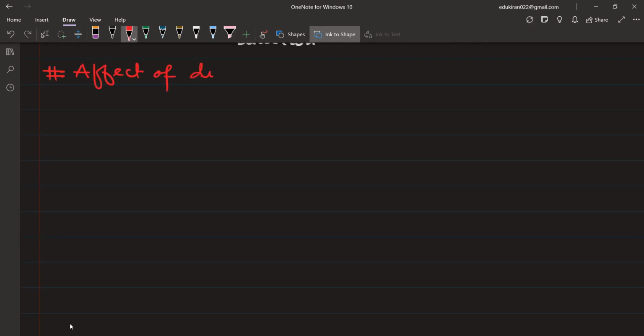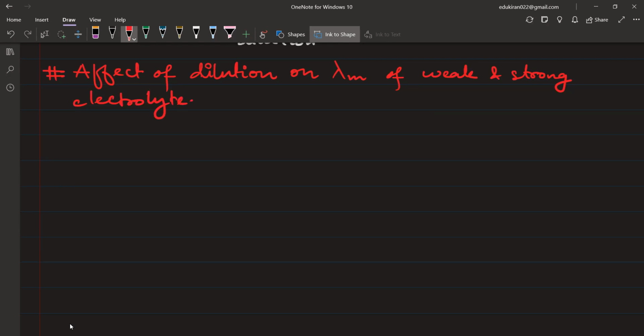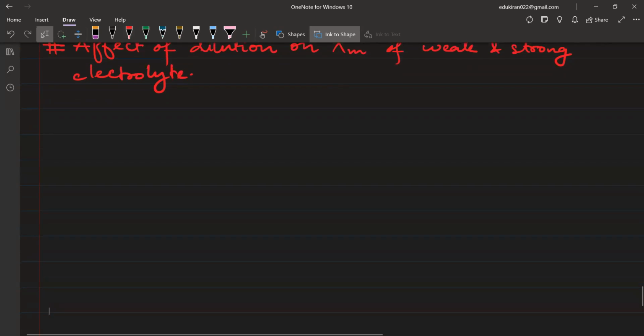Effect of dilution on molar conductance of weak and strong electrolyte. So first of all, we are going to see how dilution affects the molar conductivity of strong electrolyte. Right, number one, strong electrolyte.